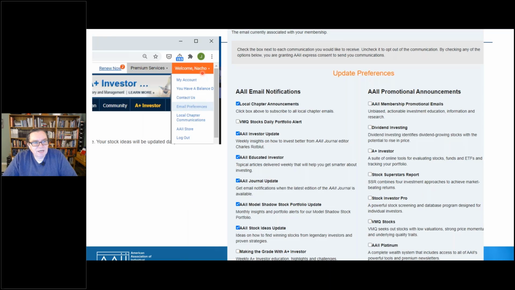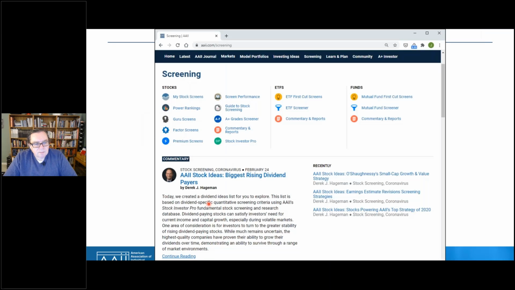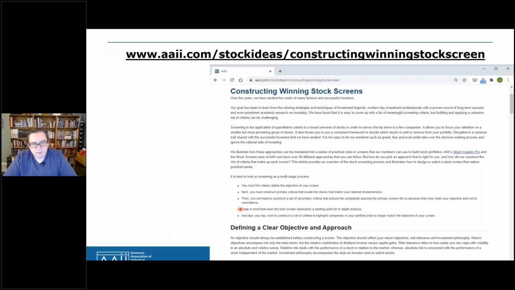If you go to your account and click on email preferences, and you want to get this weekly email, make sure that the AAII stock ideas update is selected. You'll be signed in to get it. In fact, this week's email went out, and it talks about stocks with rising dividends. It's typically written by Derek, and he provides some information on the stocks that pass this particular filter. I always find it interesting reading.